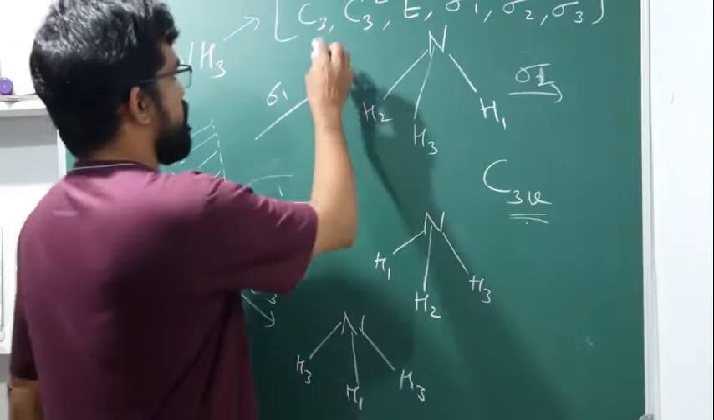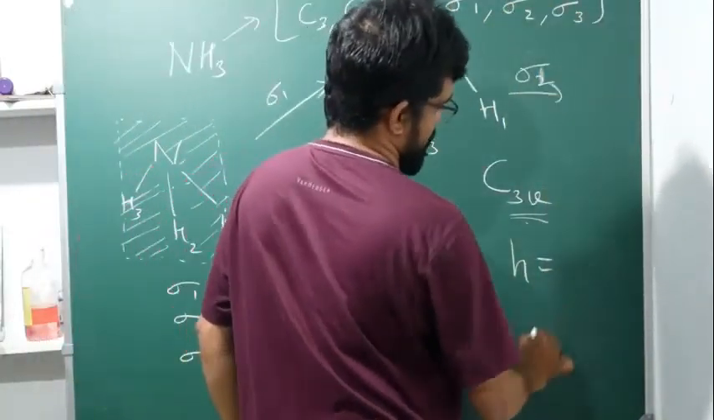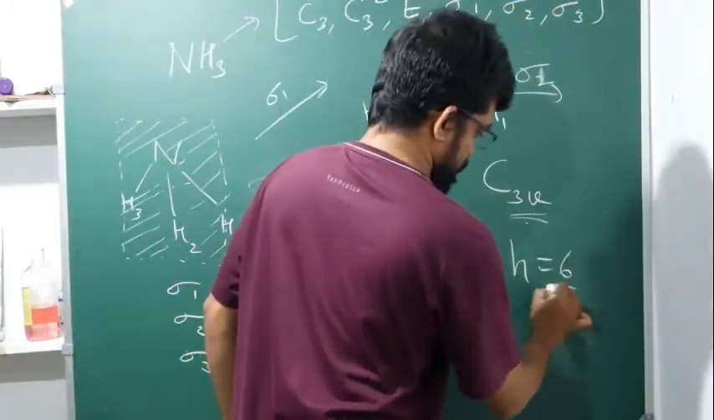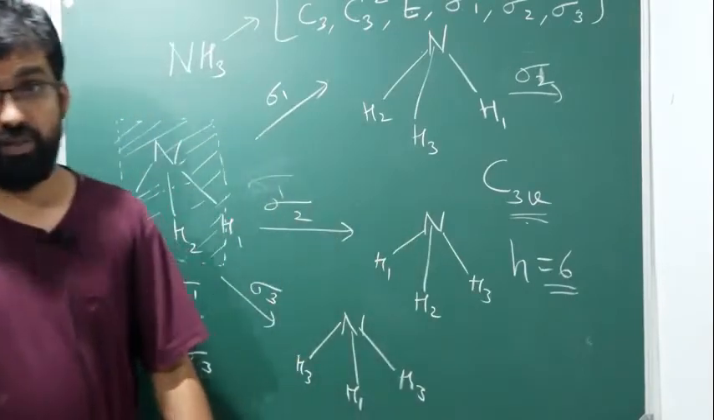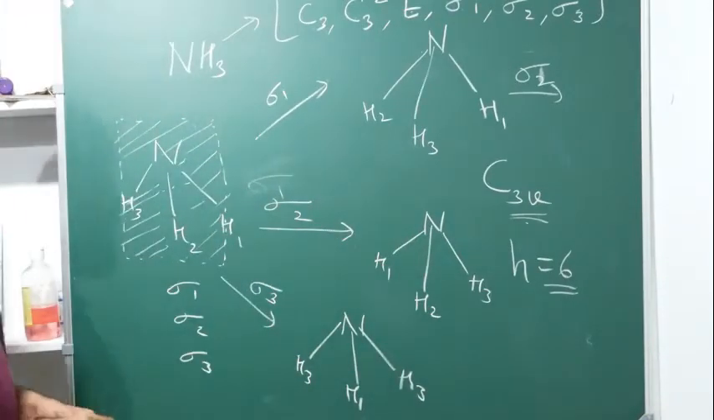So the order is 1, 2, 3, 4, 5, 6. Order is represented by small letter h. So that is 1, 2, 3, 4, 5, 6. Six is the order of the group. Okay, I think it is clear to you.